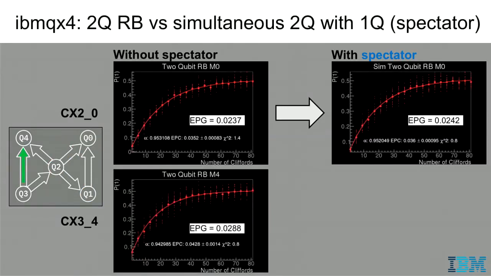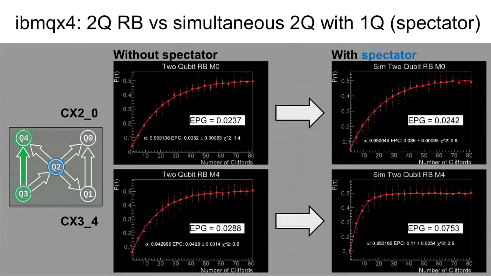So let's look at another pair, CX34. Again, the error per gate is less than 3%. But once you add this central qubit, now the error per gate is above 7%. So just by doing this simultaneous 2-qubit and 1-qubit RB, we clearly see that there is some sort of crosstalk. This is a fast method to see that there is some type of crosstalk, and now we can think about how we could correct for it.